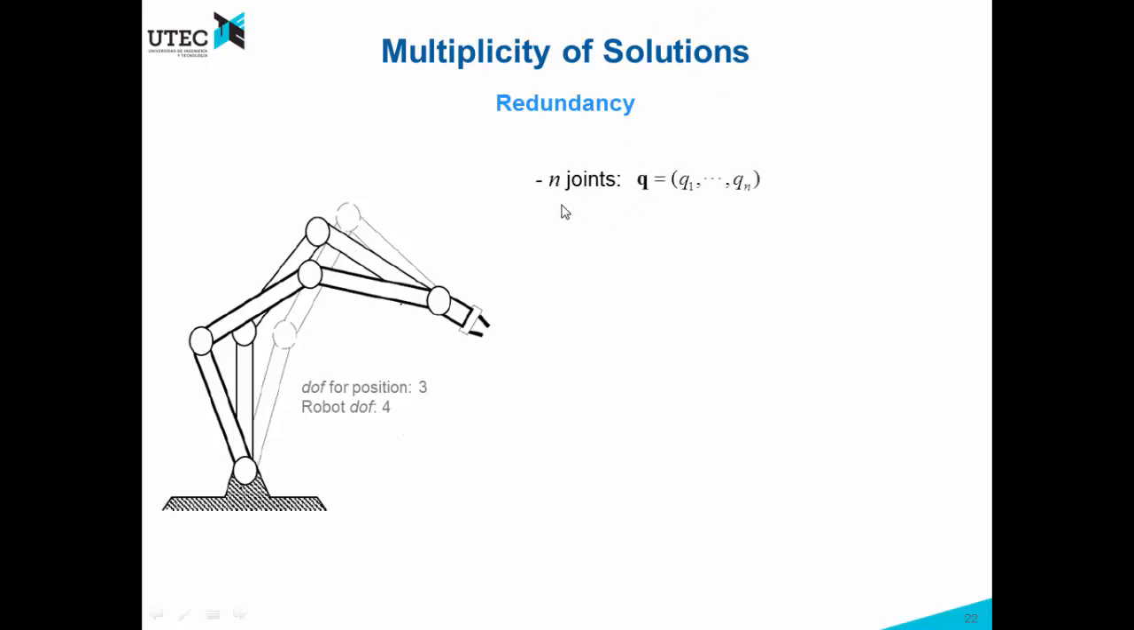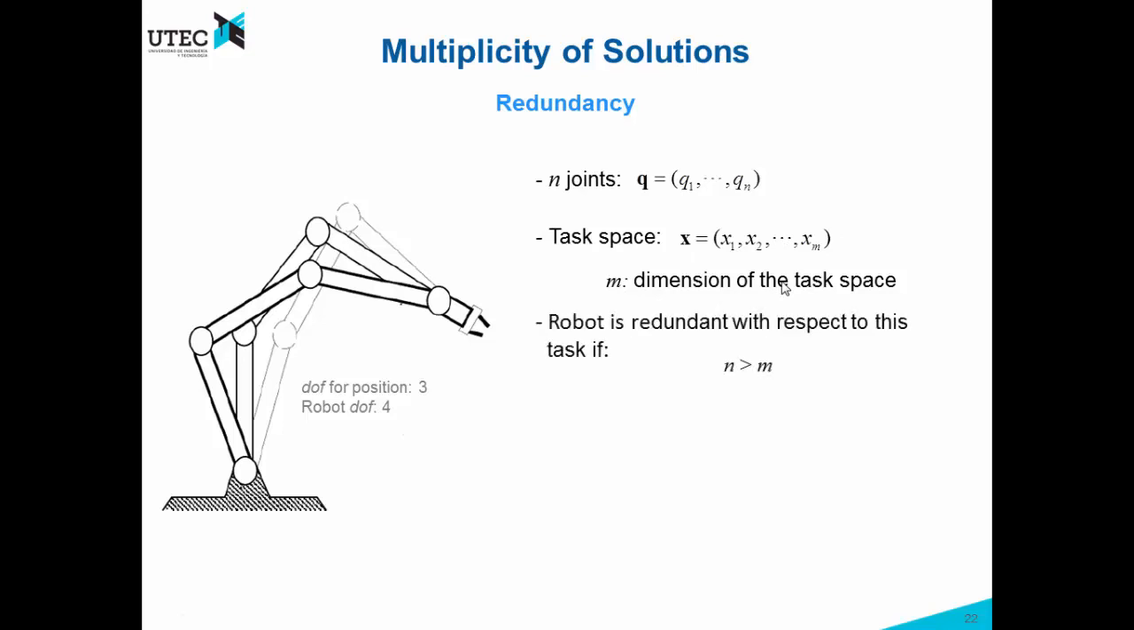In general, let's consider a robot with n joints. Now let's consider that the task space is given by this representation. The important part here is that M is going to be the dimension of the task space. And you have to be careful here because, for example, if we deal with the orientation in quaternions, we would have 4 elements, but the dimension of that would still be 3, not 4. So it's important to say that M is not the number of elements that you have here, but rather the dimension of the task space associated with those elements.